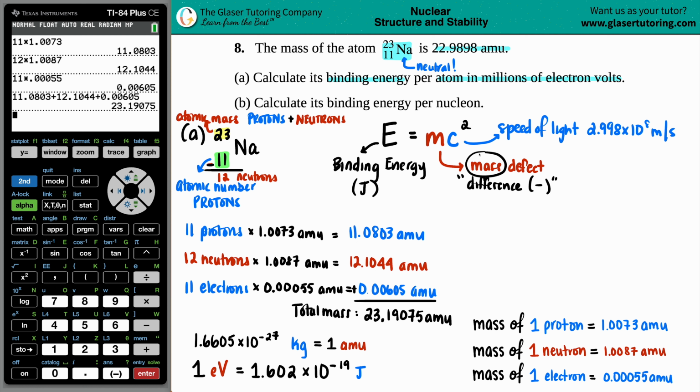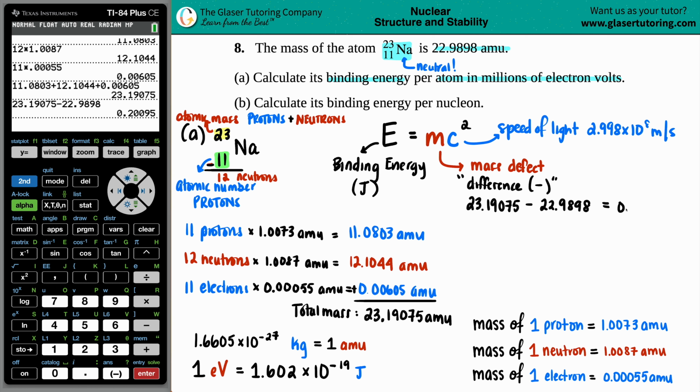And just know that mass can never be negative. So it's always the higher number minus the lower number. This is your theoretical number, so it should be higher. In actuality, you should always lose mass. So the mass defect here would be 23.19075, and I'm just going to subtract from that the 22.9898. And that's the mass that's going in.